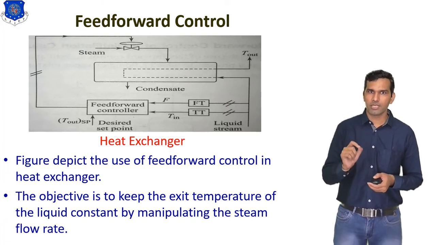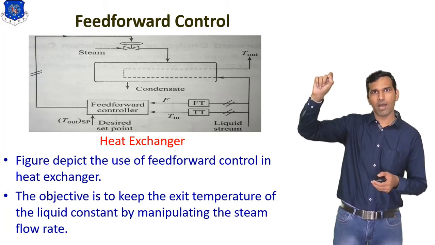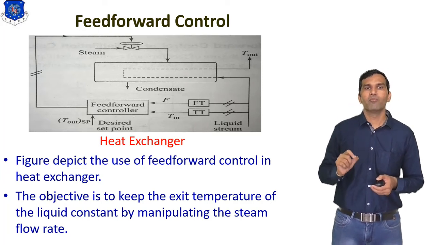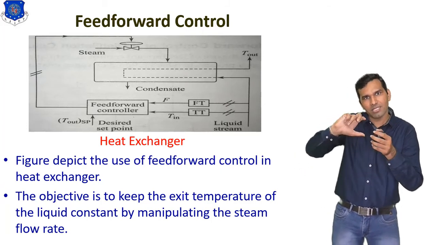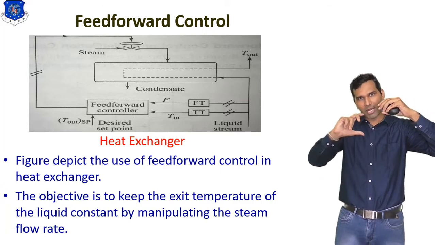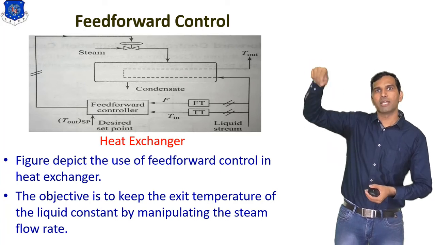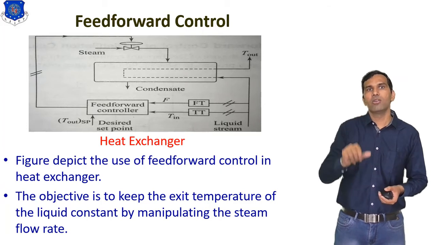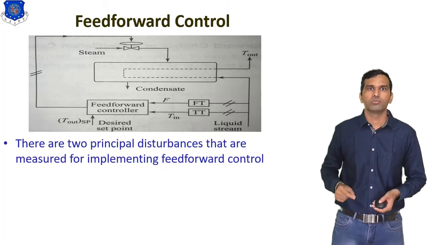The objective is to keep the exit temperature, that means the T out temperature of the liquid, constant by manipulating the steam flow rate. That means by changing the input steam flow rate, you can see this is the arrow. By manipulating the steam flow rate, we control the outlet temperature. That means the T out we control by adjusting the value of the steam flow rate.